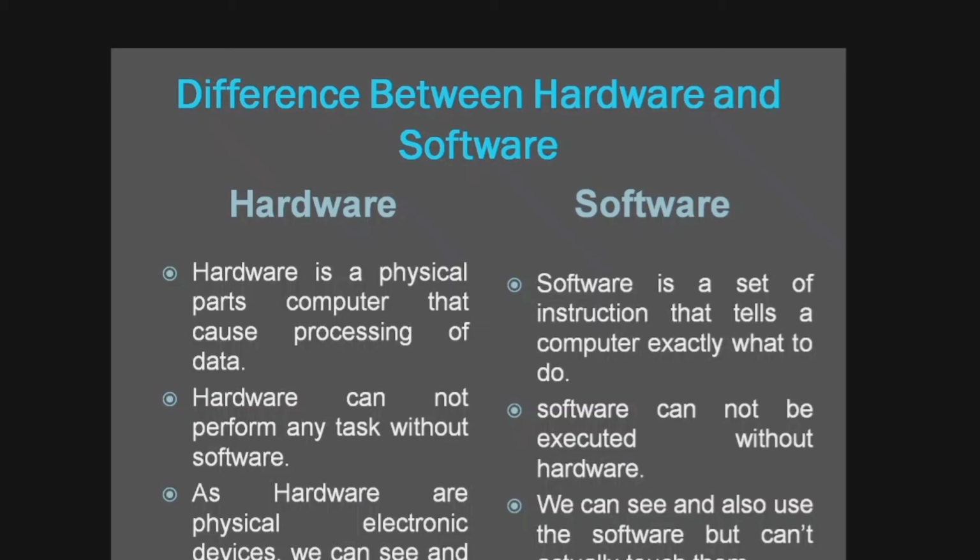As hardware consists of physical electronic devices, we can see and touch the hardware. In the software case, we can see and use the software but cannot exactly touch it. We cannot touch computer software. We can feel it, we can see it, and we can work on it.